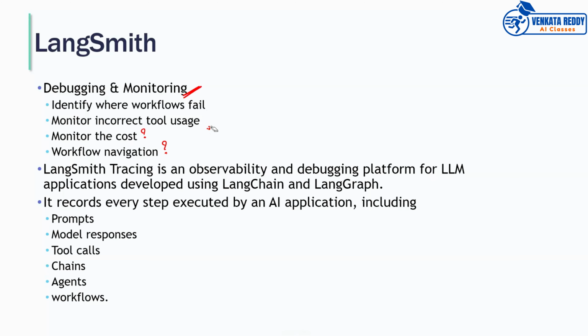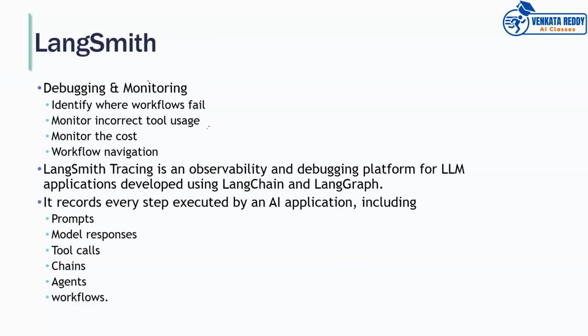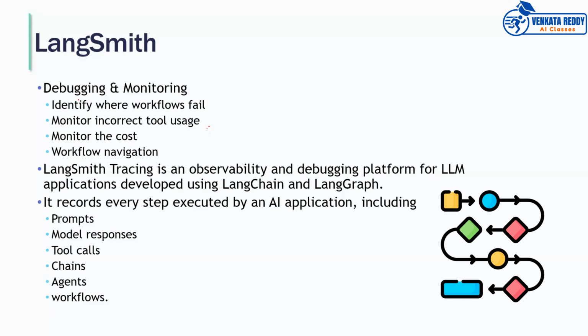Somehow LangGraph has been created to address all this. Your overall tracing looks much easier. In fact, we have seen the previous example where we tried to print what is happening. We can clearly see it first goes to generate, then tool, then generate, then reflect, then generate. We can trace the whole navigation of how the agent is getting to the final result and giving us the final result. In fact, that is a very manual way of tracing the whole agent workflow.